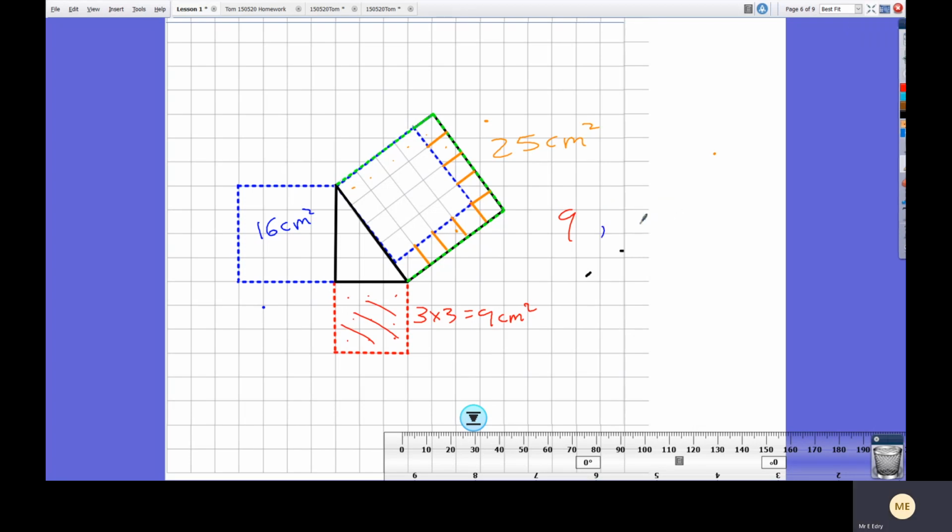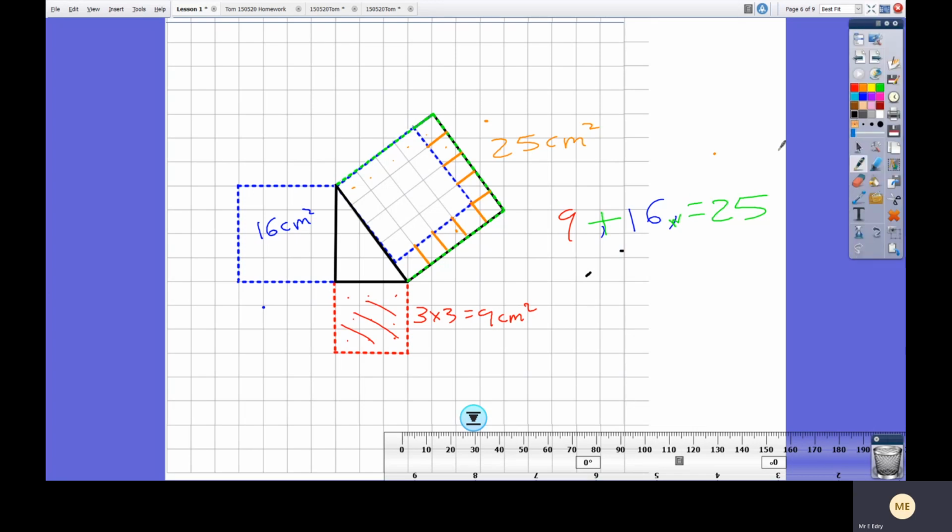That should be 9, 16. And then for the green square, the large one off the hypotenuse, we have 25. Now, how are these three numbers related? Hopefully you've noticed that if I do 9 plus 16, we actually get 25.